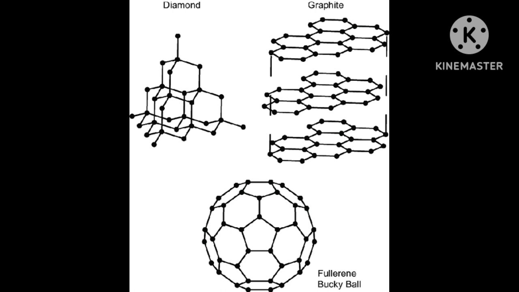Now I am discussing allotropes of carbon. Carbon exhibits many allotropic forms, both crystalline as well as amorphous, meaning powder form. Diamond and graphite are two well-known crystalline forms of carbon. In 1985, a third form of carbon known as fullerenes was discovered. Who discovered it? Three scientists: H.W. Kroto, first, second R.E. Smalley, and third R.F. Curl.